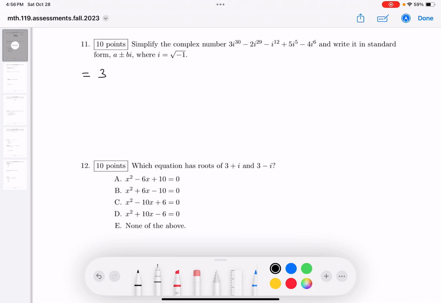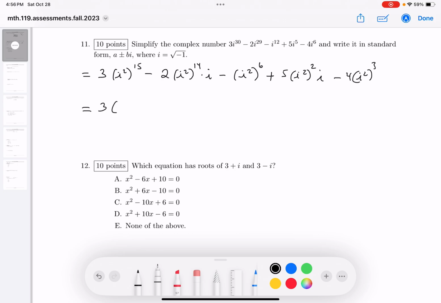It equals 3. I've got to get everything in terms of i or i squared. So i squared to the 15th power would be 30, minus 2, well, I'm going to get 29 now, so it's going to be i squared to the 14th times i. That's 28 plus 1, which is 29. Minus i squared to the 6th power plus 5 i squared i. Again, I'm writing every term in terms of i and i squared. Minus 4 i squared cubed.